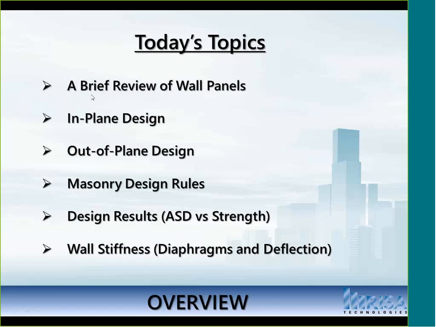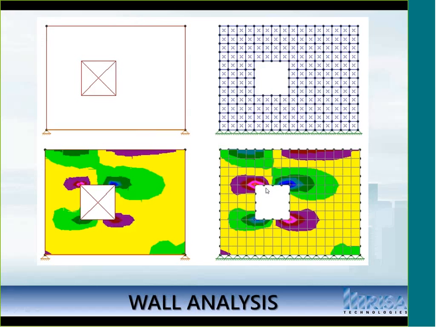So today I'm going to show you what we're going to talk about here. We're going to take a look at wall panels. Now, I did a webinar recently on walls, and if you haven't seen that one, it's a good introduction to understanding how walls work within the program and how they compare against plates and how they work with the finite element analysis. As you can see, we're going to cover both in-plane and out-of-plane design for both ASD and Strength, and I'm going to talk about wall stiffness as being a very important aspect of the program, and we're going to talk about the Masonry design rules. This is how you set exactly how your design is going to occur for your Masonry wall.